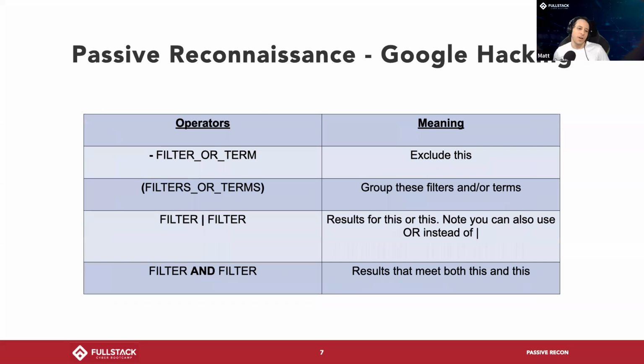Other operators include the minus operator. So excluding things, I don't want any of this type of file. I'm trying to think of a word that means two different things, but you're not looking for a particular one. You can exclude certain terms. You can group certain terms together, this or this. You can either use the OR keyword, or you can use the actual bars, just like programming. You can use the AND filter too.